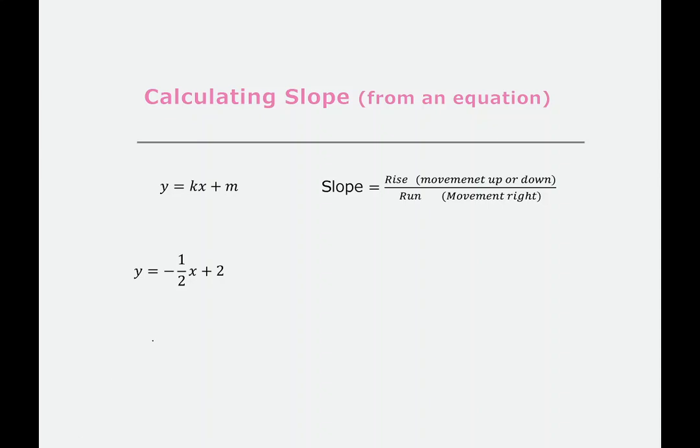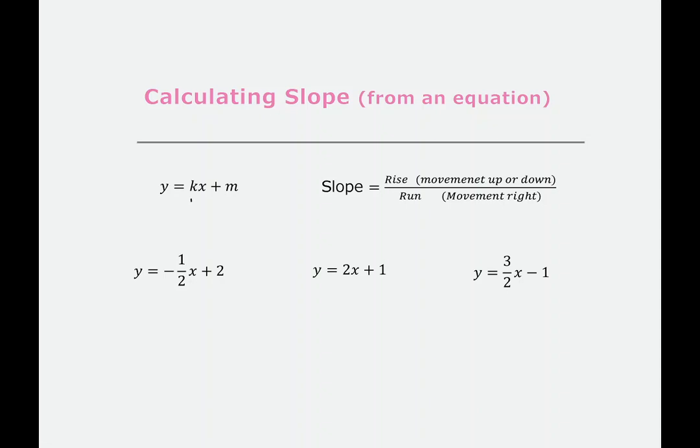Y is equal to -1/2 x plus 2. Second example, we have y equals 2x plus 1. And our third example, y is equal to 3/2 x minus 1. At this point, pause the video. Try to determine the slope for each equation. We're going to do this now.